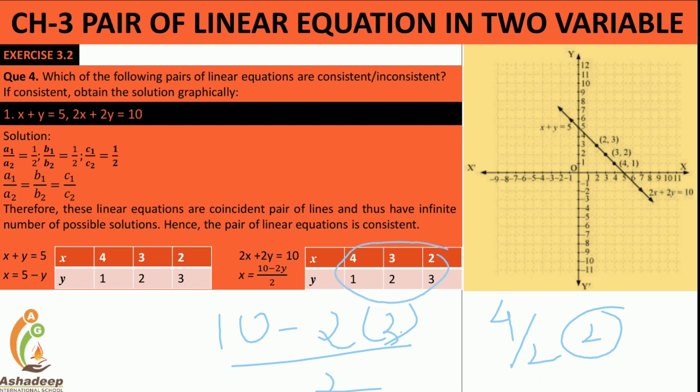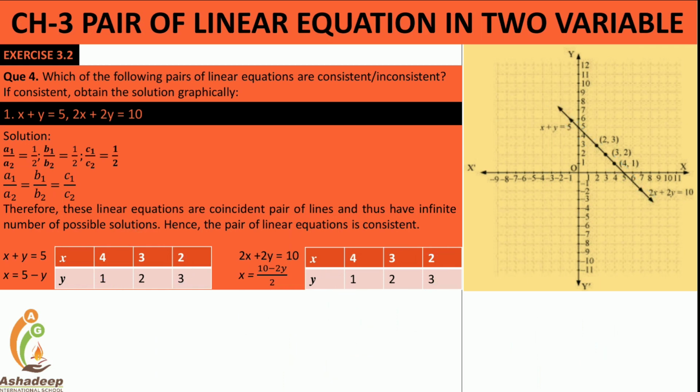So these are the 3 points, and they are the same points, so we get only one line, with the two lines lying on each other. So this is the graphical method.